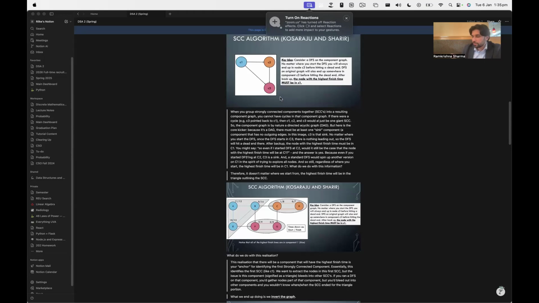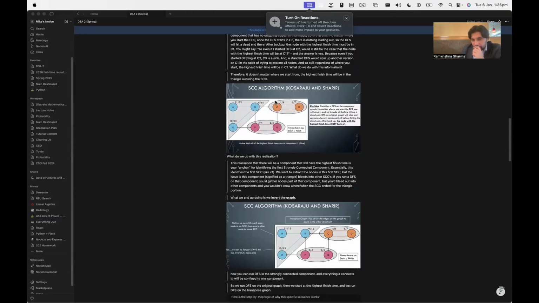Like I said, being trapped in the end node is one very important realization to have, because that's what allows you to confine particular traps. And if you do that right after your initial DFS, you'll recognize that the DFS of the largest finish time is in fact in the source component.